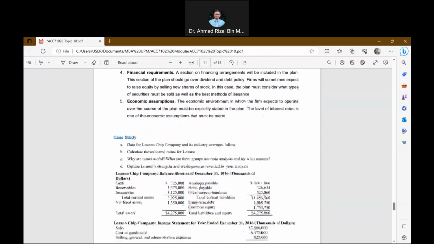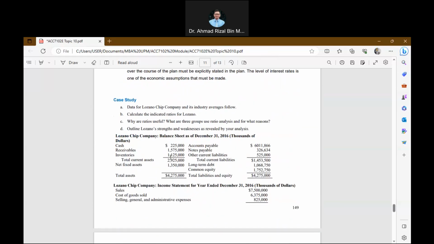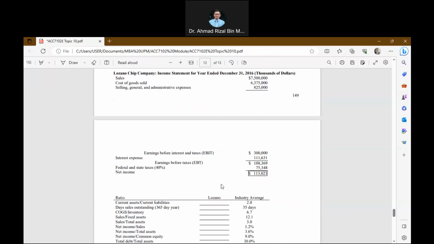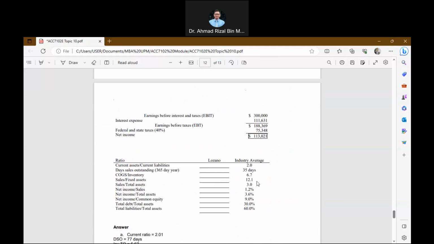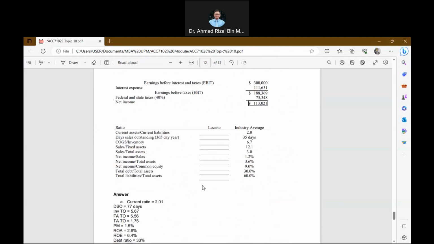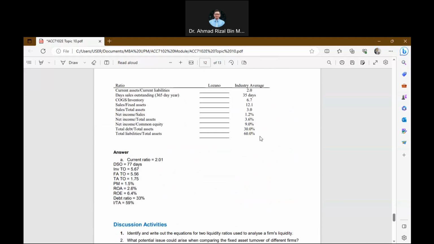So this example is on this company where we have their balance sheet and also the income statement, and you need to calculate all these ratios, right? And then the industry average is given on the right hand side. Let's say, for example, your current ratio for this company is 2.01, and it is the same as the industry average. So there is no difference with the industry average.